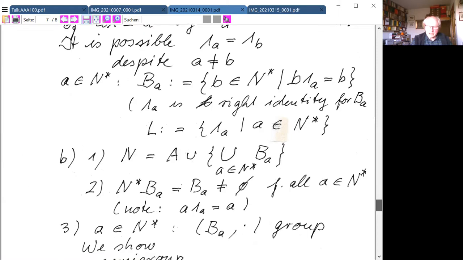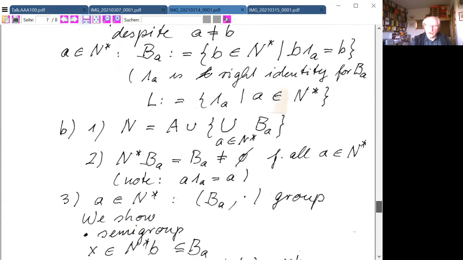L will be the set of all those 1 sub A. This will be clear later. 1 sub A for all A in N star, all distinct of course. If it's a set, we have to have elements just once.